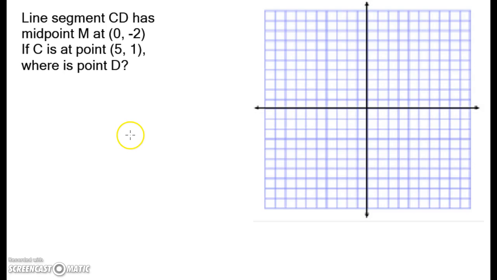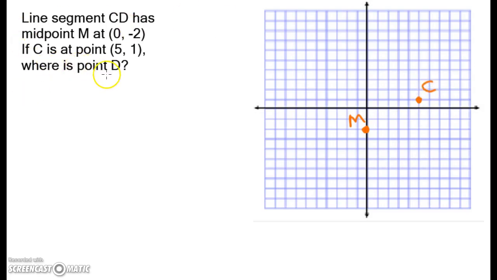Let's go ahead and graph that on our graph so that we can look at it. So the point over 0, down -2 is right here. I'm going to graph that point, and I'm going to label it M because they said that's the midpoint M at (0, -2). It says that if C is at the point (5, 1), let's graph that. 1, 2, 3, 4, 5, up 1 is right here. And let's call that C.